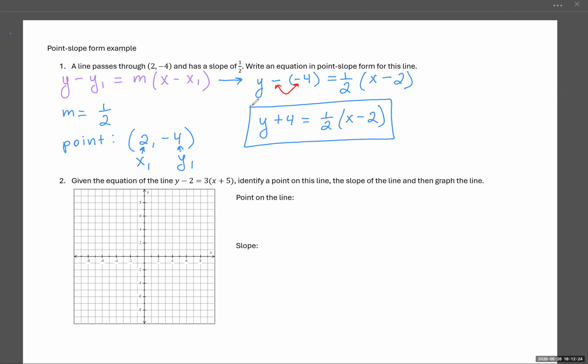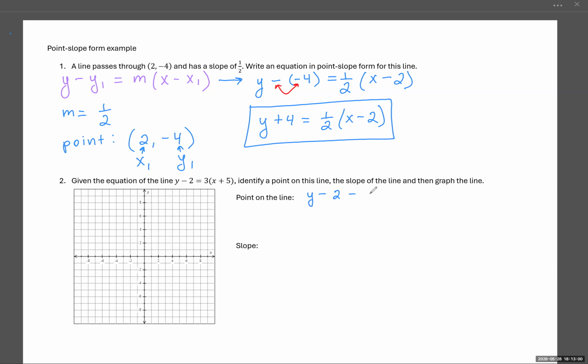Now, how do we graph the line if the equation is given in point slope form? You could rewrite it in slope-intercept form and do it that way, but sometimes the y-intercept is not a whole number, so it's really difficult to plot. Here, you can actually do it without solving for slope-intercept form. So my equation is y minus 2 equals 3(x plus 5). I'm going to rewrite it real quick.